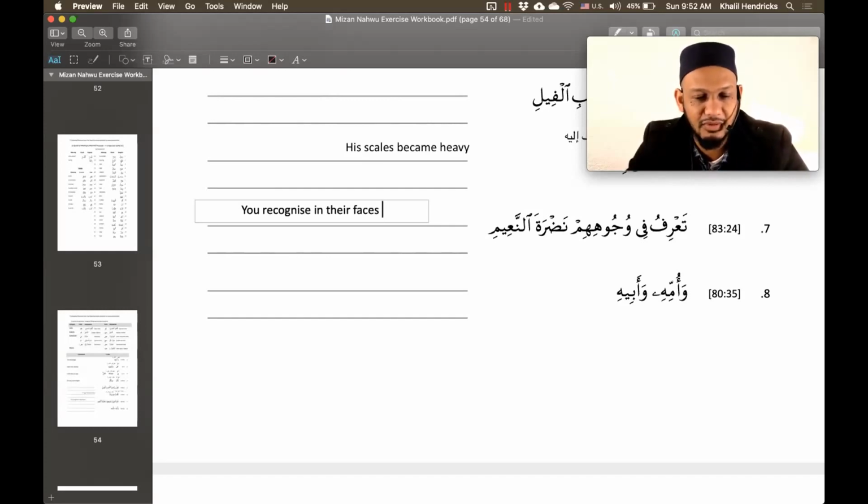I'll give you a clue. Splendor of the bliss. Nadrata is light and na'im is jar. So I'll give you a clue there. Nadrata is light and na'imi is jar. So it's mudaf ilayh. Okay, good.